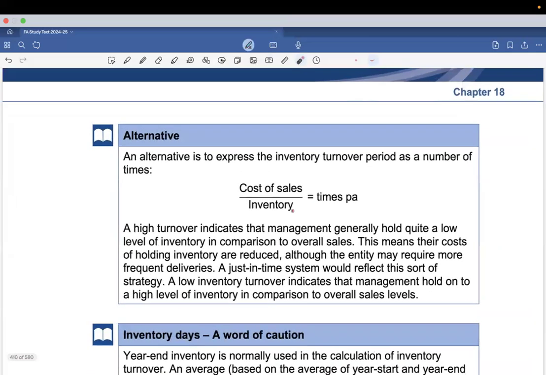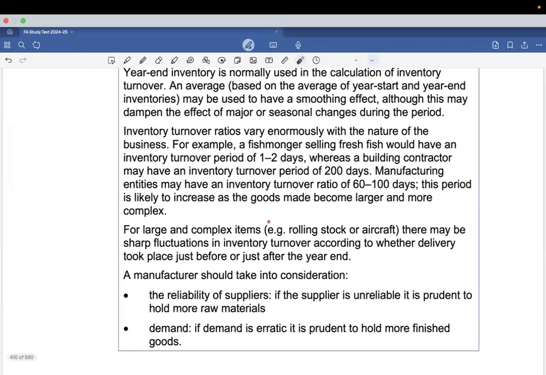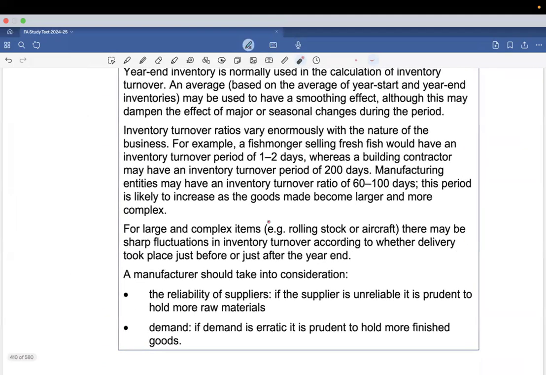Understood? So inventory turnover period could also be expressed in times, and that is COS divided by inventory. Now, inventory turnover days, though, if it is very high, it is considered very bad.